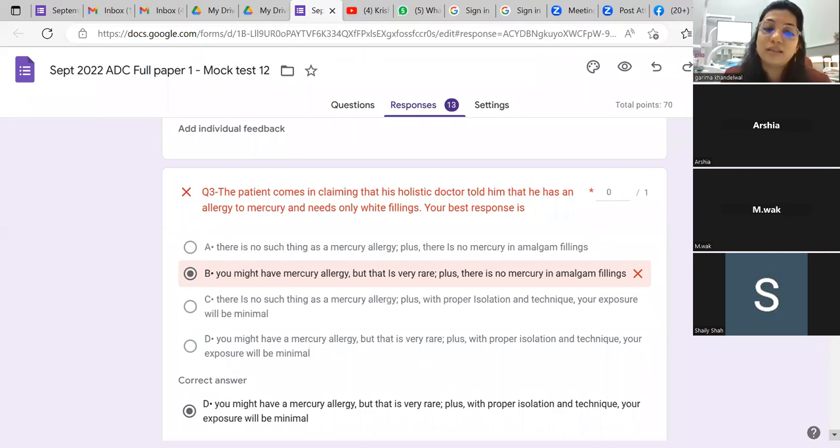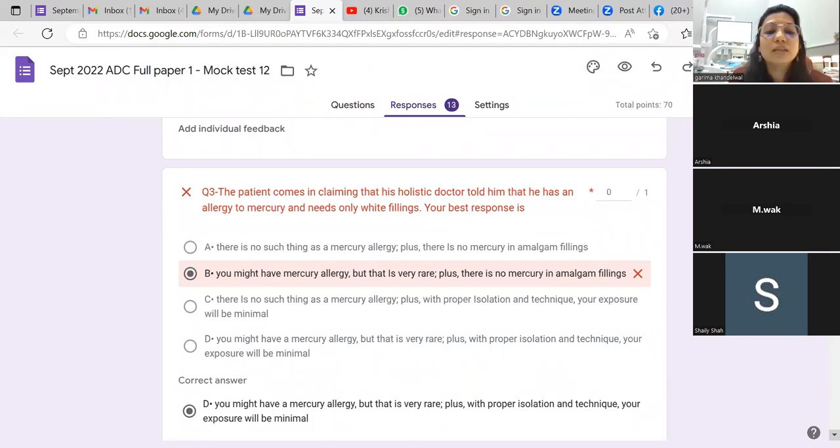There is no such thing as mercury allergy. Plus, there is no mercury in amalgam fillings. That is a wrong option, because mercury allergy may or may not be there, but no mercury in amalgam fillings is not possible. You might have mercury allergy, but that is very rare. Again, wrong option: there is no such thing as mercury allergy. Plus, with proper isolation technique, your exposure will be minimal.